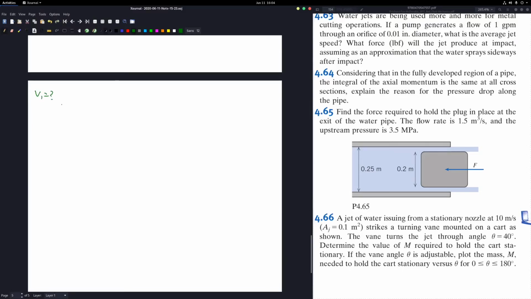The next step is to find the velocity 1 and velocity 2, which we do not have. The way to do this is to write down the equation for the conservation of mass. So that will be 0 is equal to the rate of change of the mass inside of the control volume plus the ingoing and outgoing masses.